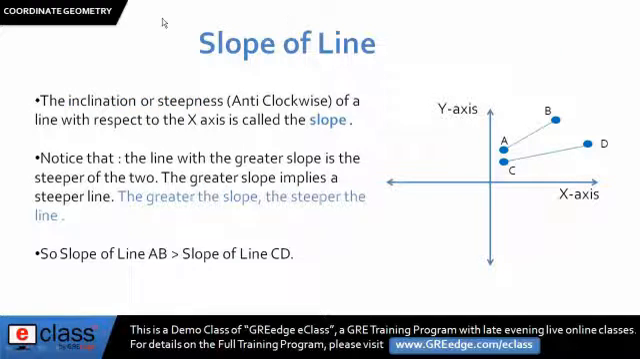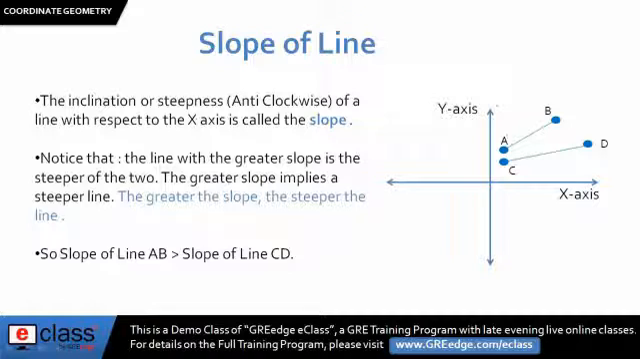Now it is an important one. What do you mean by slope of the line? So the slope of the line is nothing but how deviated the line is from the x-axis. That is called slope of the line. For example, I'm going to compare it. By visualizing that, you could answer the question.